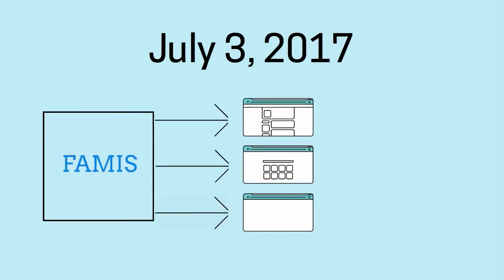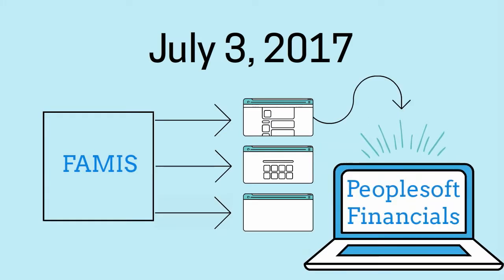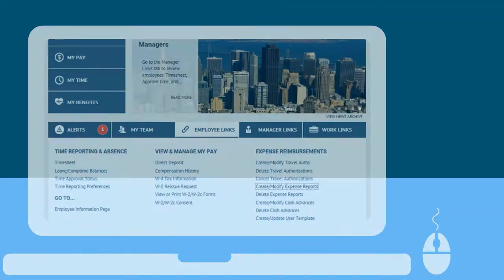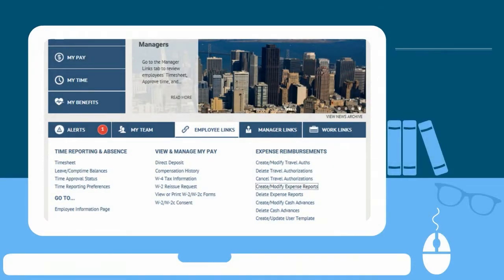On July 3, 2017, the City and County of San Francisco migrated its financial system to PeopleSoft Financials, a state-of-the-art online product. This migration changes the way you will process your employee reimbursements. With the new system, employee reimbursement requests must be entered online, in the same module where we currently enter our time and attendance for payroll.